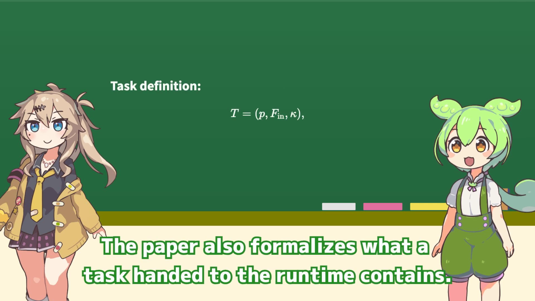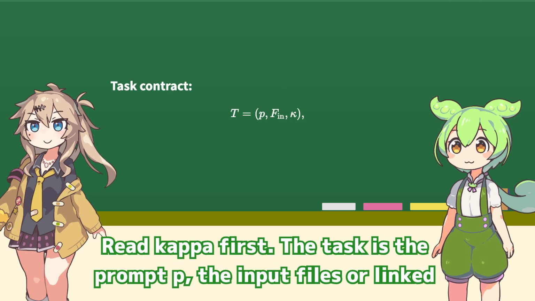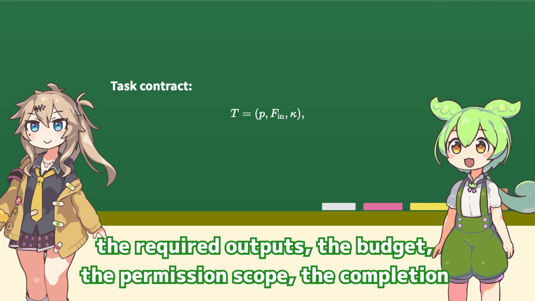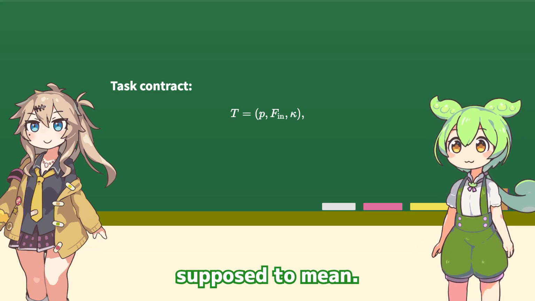The paper also formalizes what a task handed to the runtime contains. What should I read in that equation first? Read kappa first. The task is the prompt B, the input files are linked resources F sub n, and an execution contract kappa. That contract names the required outputs, the budget, the permission scope, the completion conditions, and the output path, so the runtime knows what success is supposed to mean.